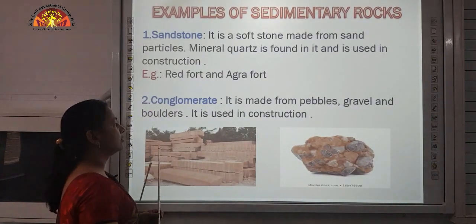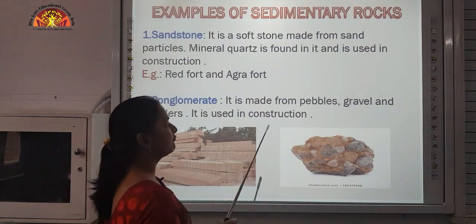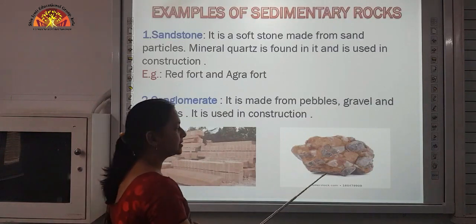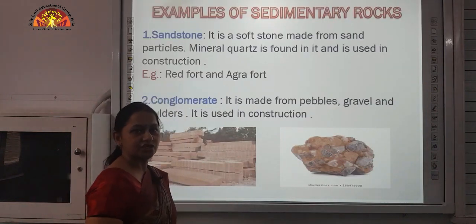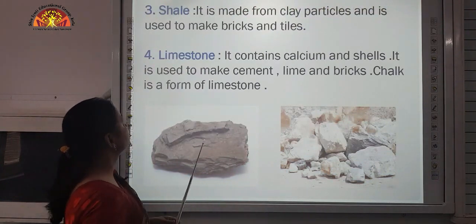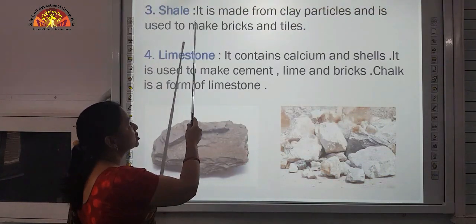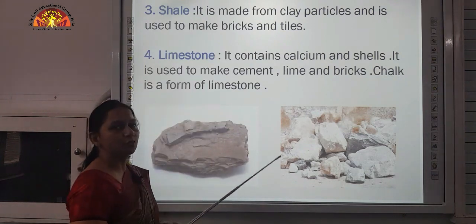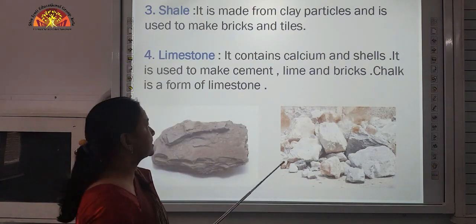Next one is conglomerate. Conglomerate is made from pebbles, gravel and boulders, and this rock is also used in construction work. The next two that we are going to take up is shale. This shale is made up of clay particles and this is used to make tiles and bricks.